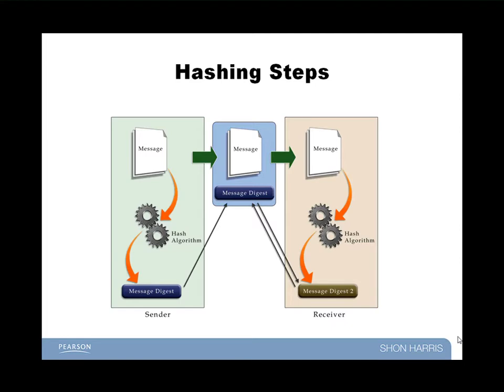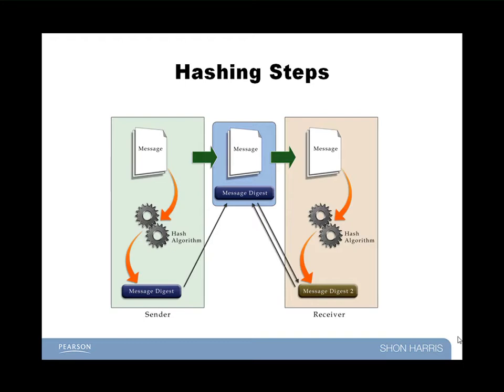So let's step through this conceptually. A message is created. Let's say you create a message to me. You put it through a hash algorithm. You see that a message digest value is created. You attach the message digest value to the message that's going to go over to me. Now see that this message has not been encrypted. It has only gone through a hash algorithm. Hashing algorithms do not encrypt data. So the message and the digest value go over to me.